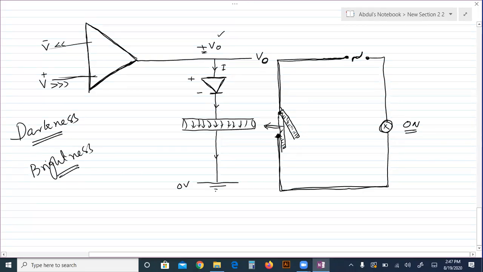So due to the brightness, this output voltage becomes negative. So due to the negative, this becomes the non-conducting reverse bias, no current flows, no attraction, that leaf goes back and the street light goes off. But there's a problem. Now, what is the problem?